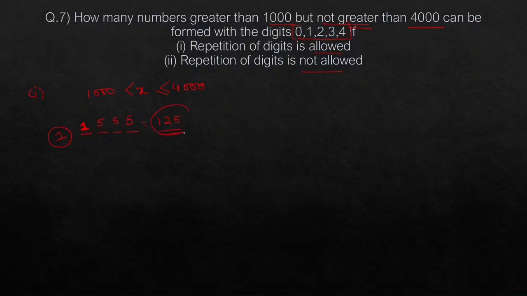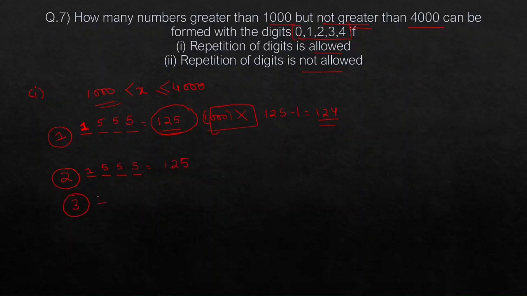But what these 125 numbers include is 1000. But we do not need 1000 because x cannot be equal to, the number cannot be equal to 1000. So we'll subtract 1 from 125, which will give us 124. Now if we again fix one number at the thousands place, which is 2. Now the numbers with 2 at thousands place which we can make is, again repetition is allowed. Right now we are taking the first case itself. So it will be 125.